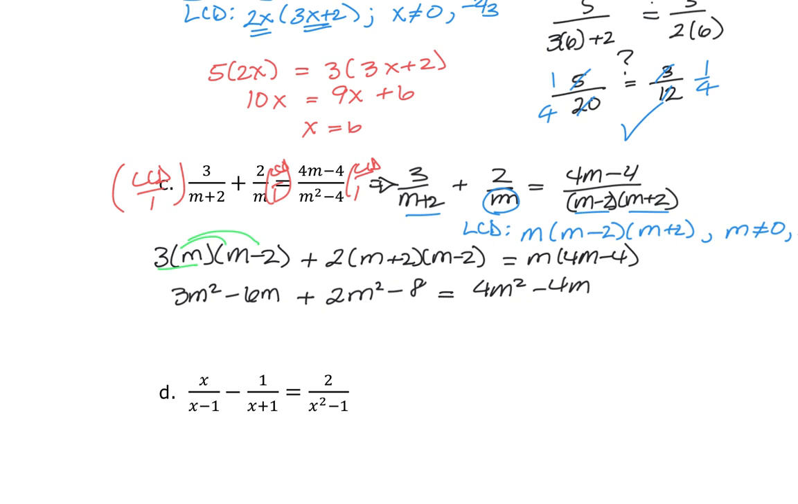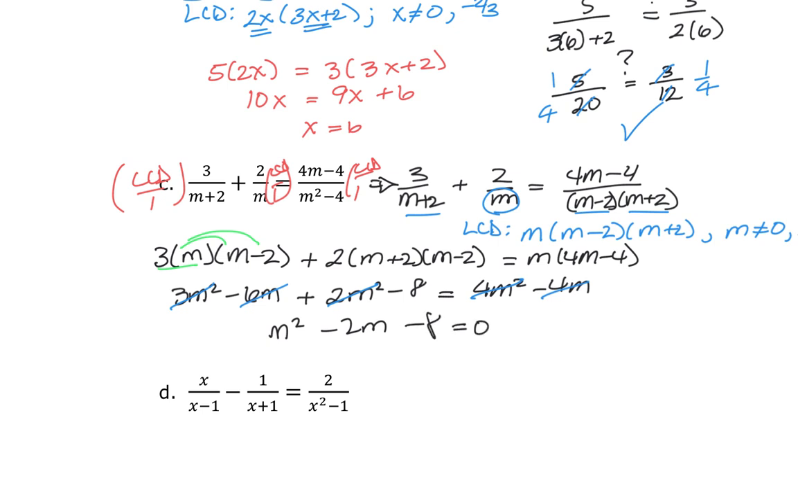Now I'm going to bring everything to the left-hand side. I have a 3m squared, I have a 2m squared, that gives me 5m squared, but then I'm going to subtract off a 4m squared, so I'm going to be left with m squared. That's 3 plus 2 minus 4, because the minus is on the right-hand side of the equal sign. Then I have a negative 6m. I'm going to add 4m to both sides, so I have negative 6m plus 4m, which gives me negative 2m. And then the only thing left is that negative 8. This is equal to 0.